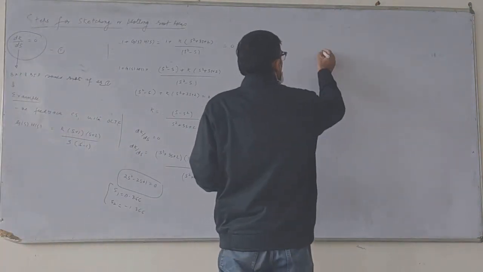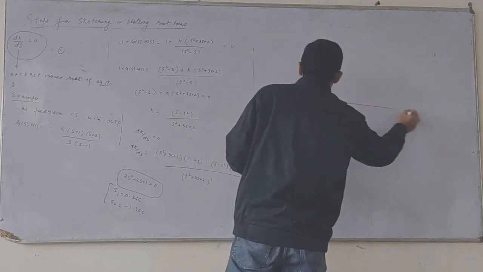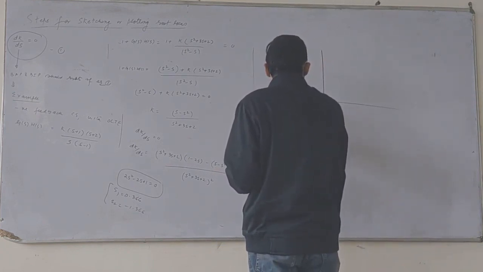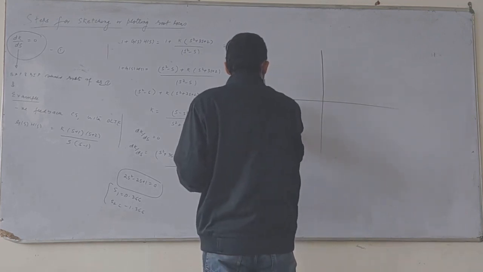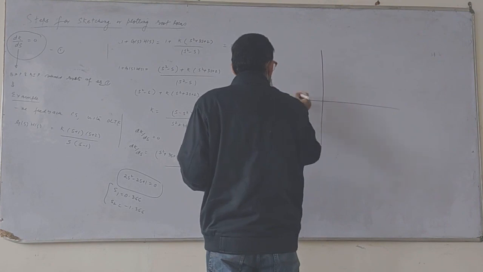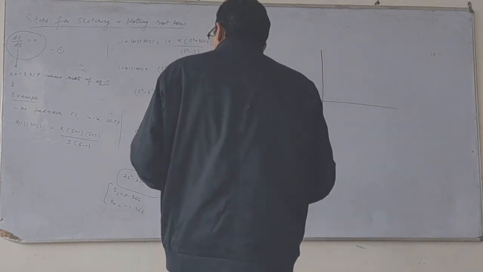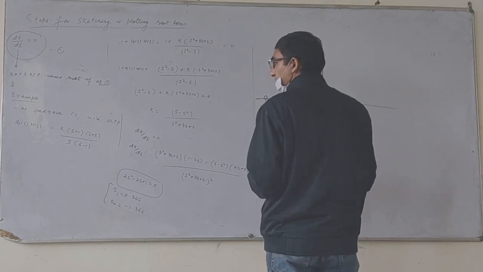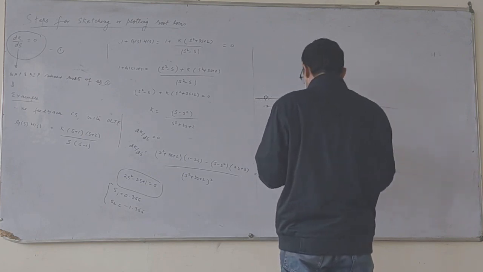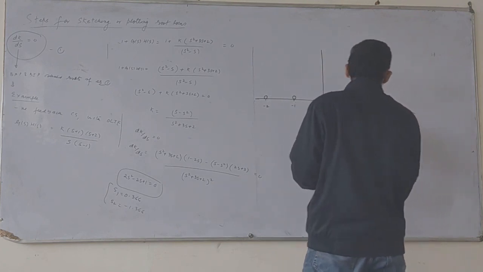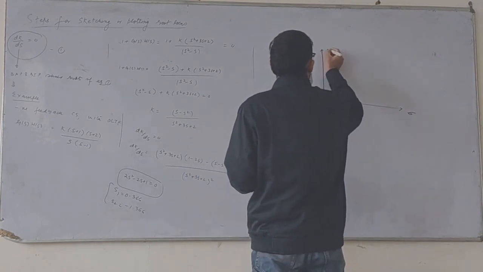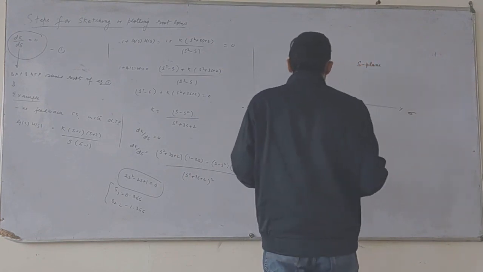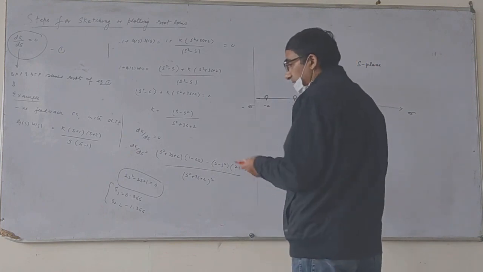See, what are the... we have minus 1. This is minus 1 here. And this is minus 2. So this is a zero here and a zero here. Then what do I have? I have a pole at origin 0 and then I have a pole at 1. Okay, fine. So this is your real axis. This is your imaginary axis. And this is your complex s-plane. Okay. So where is the location of the 0.366?